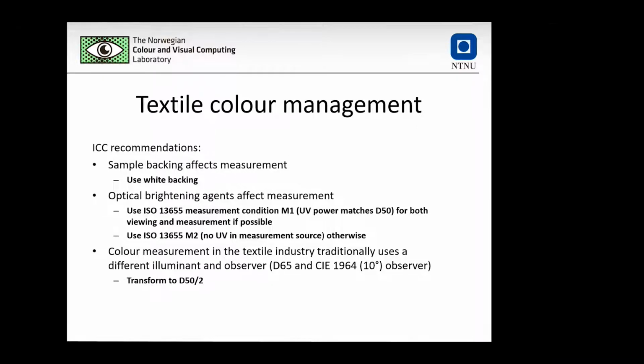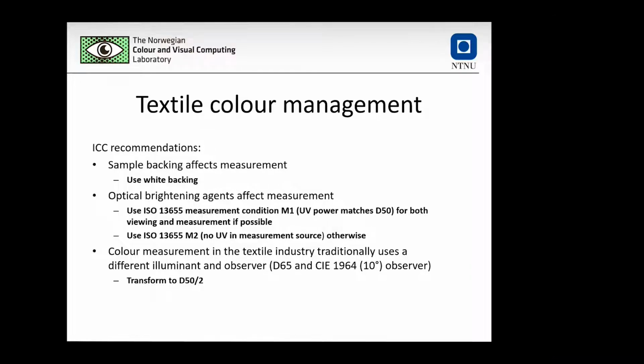Now, the second thing, optical brightening agents. This can be a slightly complicated topic, and we haven't got time to go thoroughly into this today. But the basic recommendations are to do one of two things. So one is to use what's known as measurement condition M1 if you are matching the viewing condition and the measurement. So if you get the same amount of UV, then use that. So that way you know that the way you've measured corresponds to the way the thing is being seen.